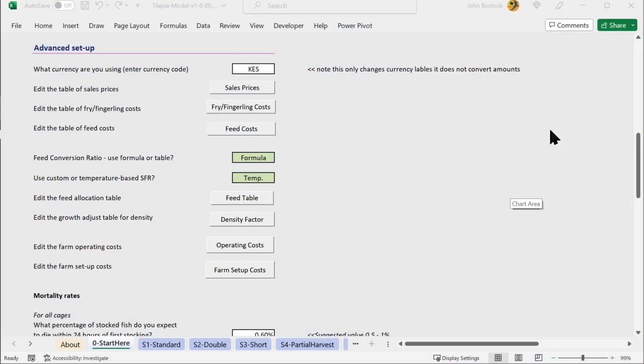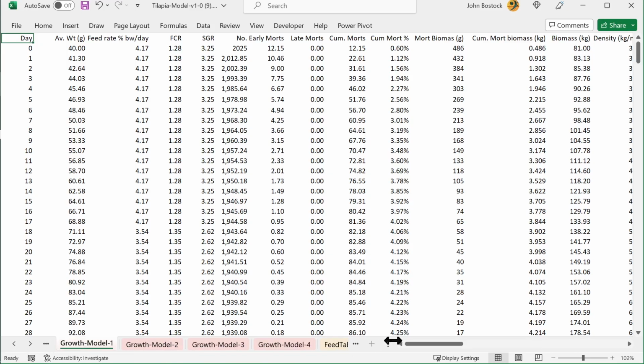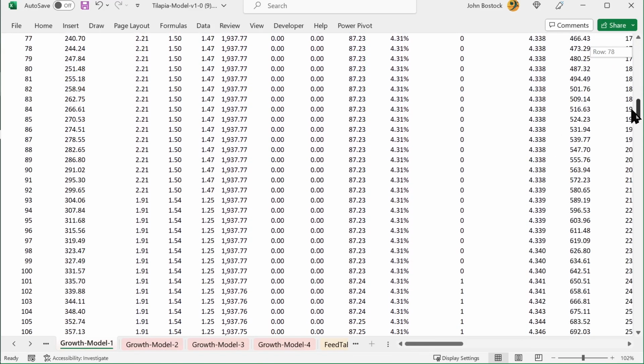In the previous video, we looked at adjusting the growth model parameters based on using feed tables and formulas for FCR. In this video, we look at 3 other factors affecting final production. However, before going into detail on these, you should take a look at the 4 sheets labelled Growth Model 1 to Growth Model 4. These are the sheets where the daily feed input and growth increments are calculated, and where the adjustments discussed in this video are applied.